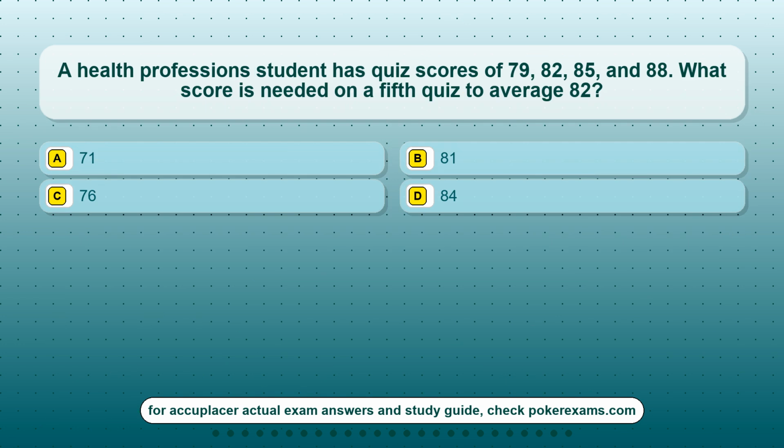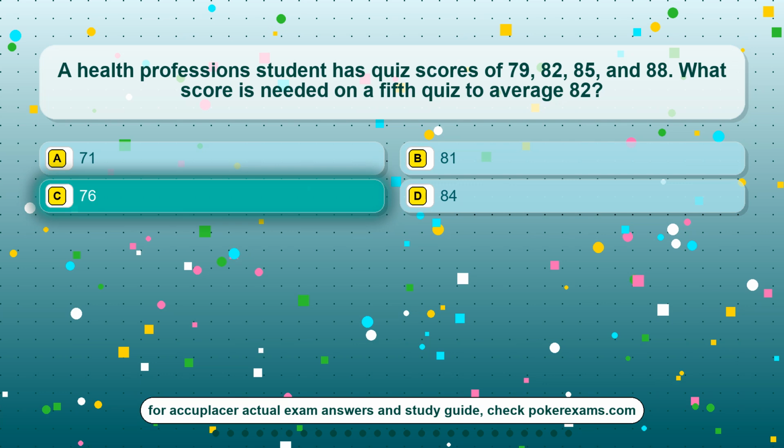Question 18. A health professions student has quiz scores of 79, 82, 85, and 88. What score is needed on a fifth quiz to average 82? Option A. 71. Option B. 81. Option C. 76. Option D. 84.